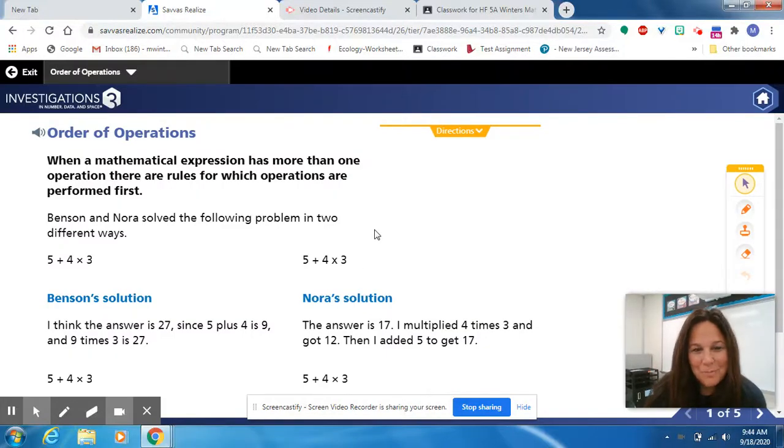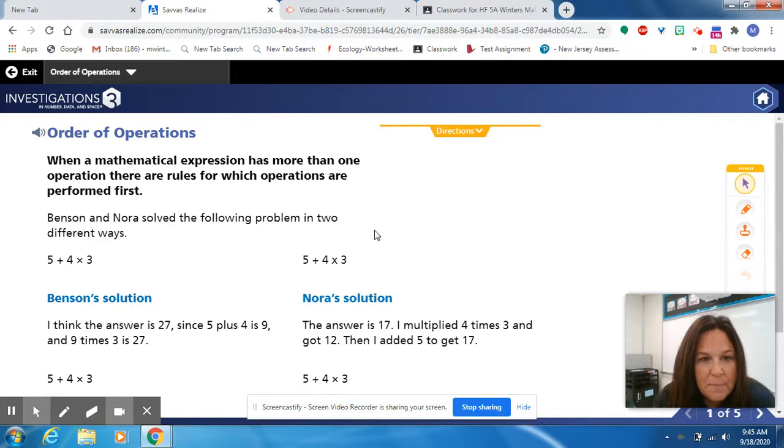Hello, I'm back. I'm sharing my screen right now so that we can go over some more information about order of operations. You already have been given a little introduction to it. So you know that the P stands for parentheses, we've got exponents, and then multiplication, division, addition, and subtraction. When a mathematical expression has more than one operation, there are rules for which operation is performed first.